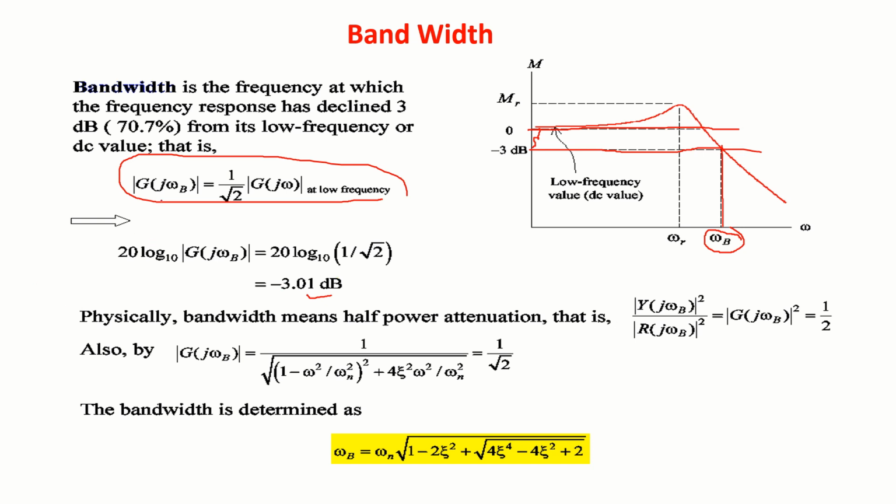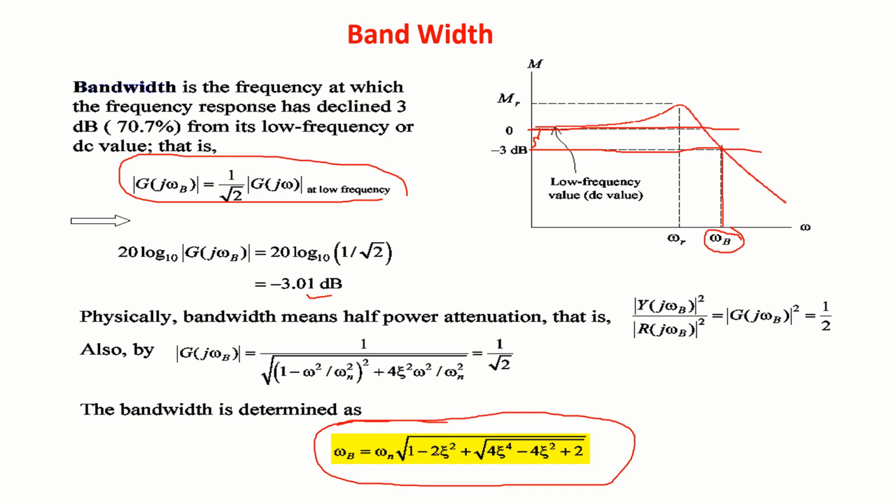So now again you calculate the magnitude, substitute omega b, and get the magnitude this way. From this we can find omega. That omega is what you can assign as omega b when this becomes 1 by root 2. So then you will get the frequency omega b. This is the bandwidth.